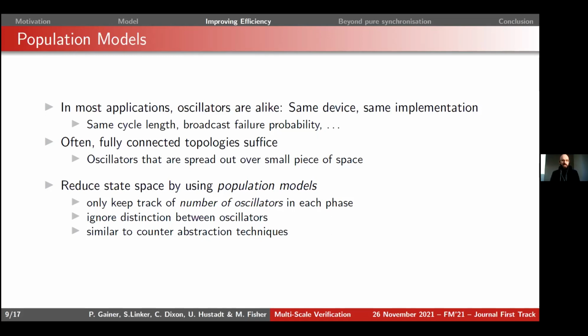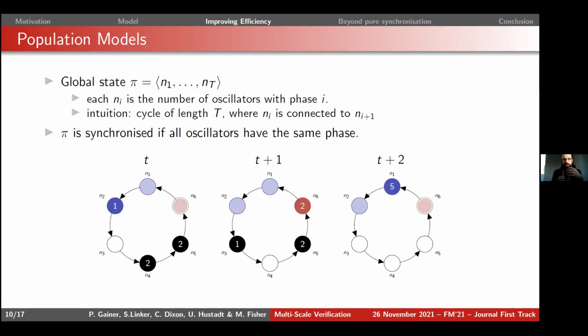So what we use is something we called or framed population models. And in these models, we only keep track of the number of oscillators in each phase. So we're modeling the whole network directly. That means we ignore the distinction between the oscillators, and this is a very similar approach to counter abstraction techniques. So as an example, our states in this model are just tuples that contain integers from n1 to nt, where each of these n's is the number of oscillators that is in this specific phase, i. And intuitively, you can imagine that each of these states represents a cycle of length t, where each of the ni's is connected to the next one.